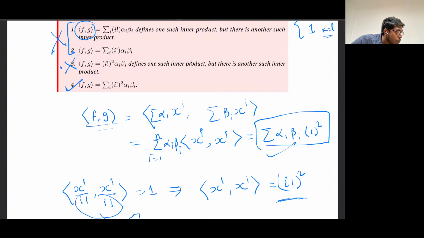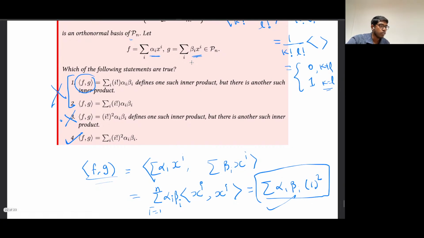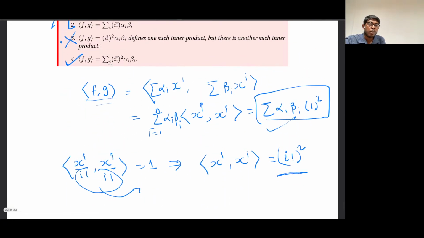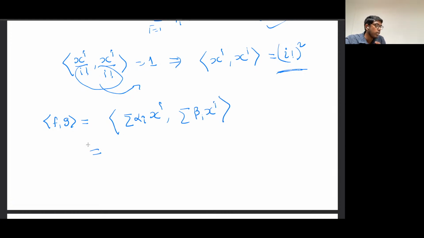You can respond yes or no, so that I can proceed to the last problem if it is clear. Yes, it is unique. Why? As I told, what is the inner product of fg? I haven't used anything. The inner product of fg is the summation of alpha i x to the power i with the summation of beta i x to the power i. I am not using anything.